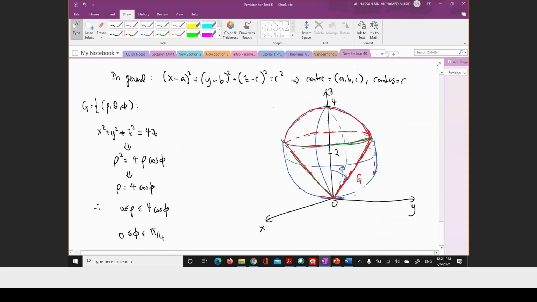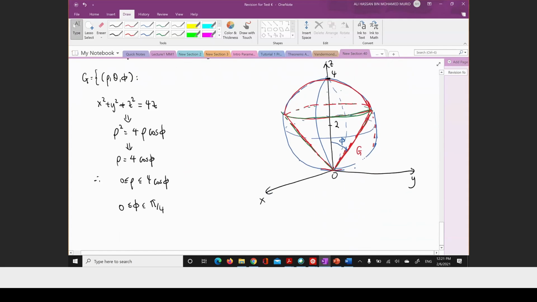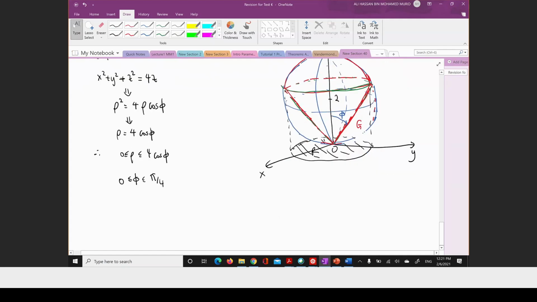So what about theta? Theta is this one, isn't it? 2 pi? Yeah, from 0 up to 2 pi, right? This is the region R here. So theta is from 0 up to 2 pi.